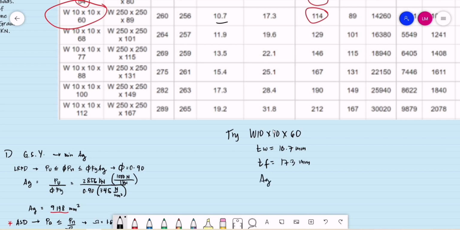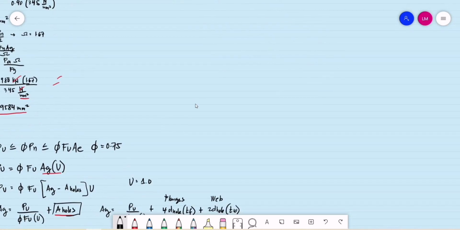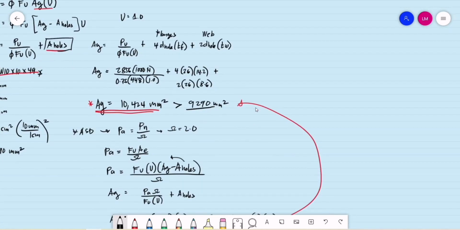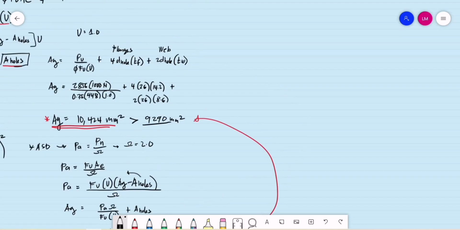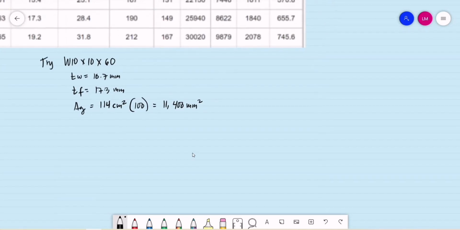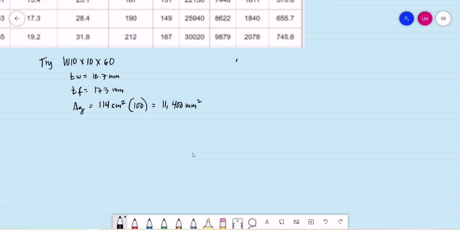Then its gross area is equal to 114. Take note, its unit is in square centimeters, so multiplied by 100, that will be 11,400 square millimeters. Okay, so these are the properties. So this area is greater than the required area under TRS, 10,400 and 10,700. But okay, so using this section, let us check its adequacy.